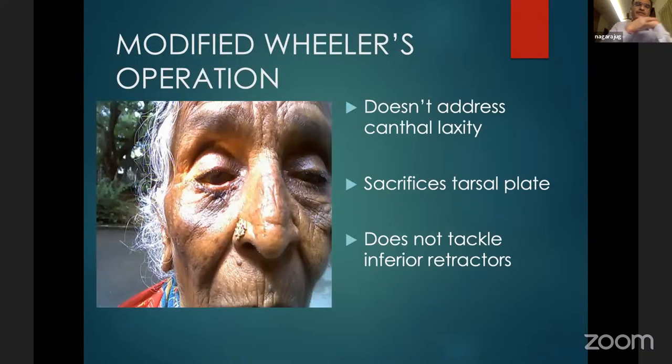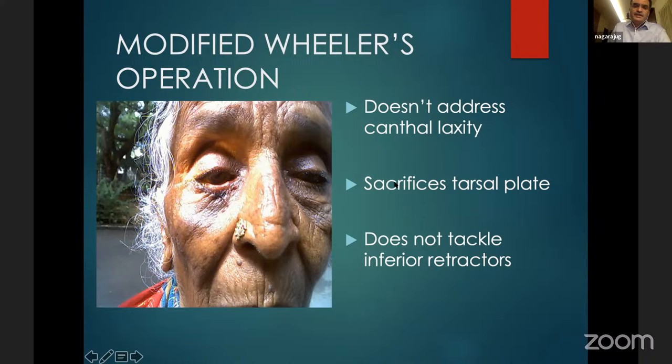So now we come to that modified Wheeler's operation, which we were doing earlier, and why it should not be done. See, I told you, double breasting of the orbicularis oculi, a wedge resection. We try to correct the horizontal lid laxity, and still the lid is not in position with its structure. The lid which has turned inwards has come outwards because basically we have not addressed the canthal laxity properly. So we have tried to create some force there by just double breasting the orbicularis muscle, but that doesn't suffice.